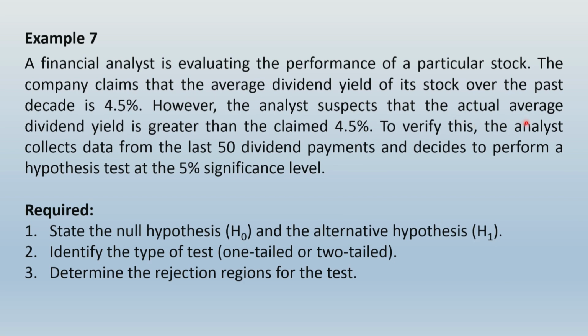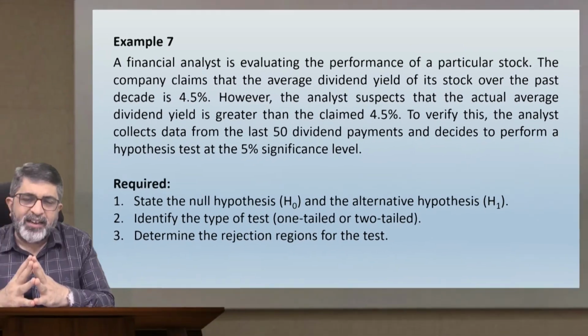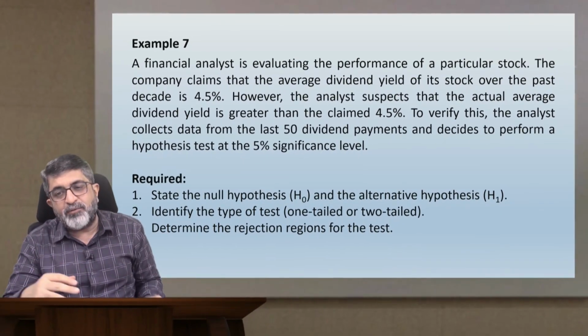To verify this, the analyst collects data from the last 50 dividend payments and decides to perform a hypothesis test at 5% significance level. Required: state the null hypothesis and alternative hypothesis, identify the type of test, that is one-tailed or two-tailed, and determine the rejection regions for the test. Now, how are we going to approach the entire example? That is something that you have to understand very well.